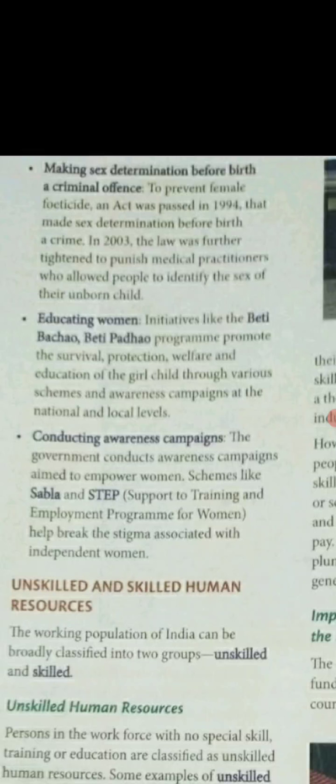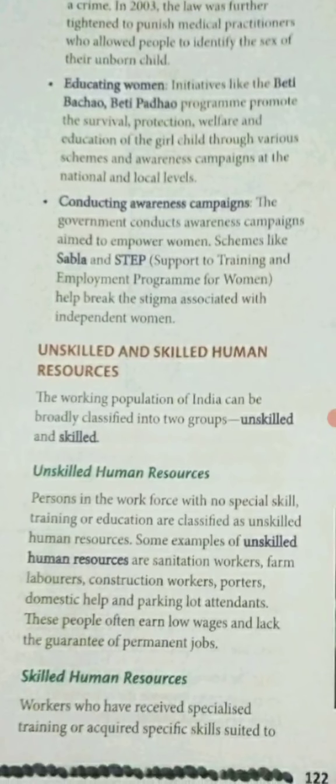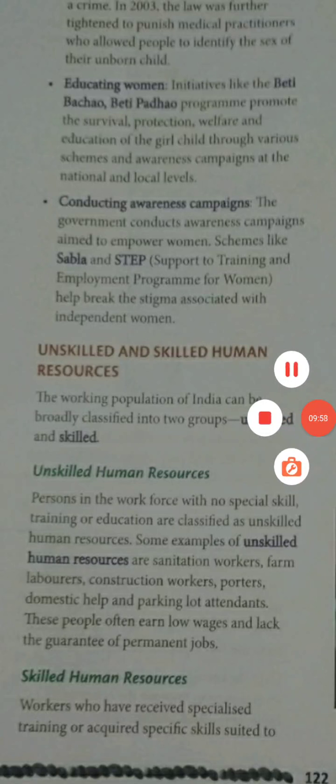Then, conducting awareness campaigns. The government conducts awareness campaigns aimed to empower women. Schemes like Sabla and STEP, that is, Support to Training and Employment Program for women, have all helped break the stigma associated with independent women. It means that it helps women to be independent and depend only on themselves.